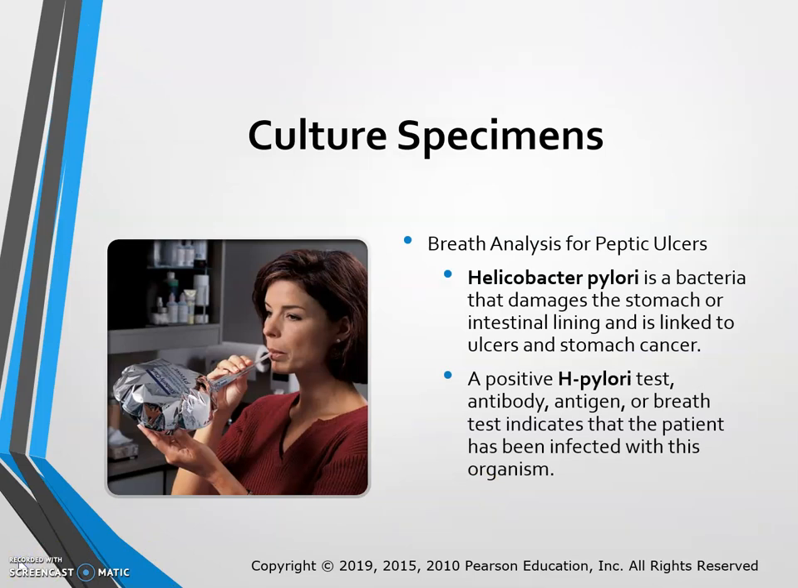Breath analysis for peptic ulcers. Helicobacter pylori is a bacteria that damages the stomach or intestinal lining and is linked to ulcers and stomach cancers. A positive H. pylori test, antibody, antigen, or breath test indicates the patient has been infected with this organism. This could be done by measuring the breath hydrogen of the patient or via blood test.